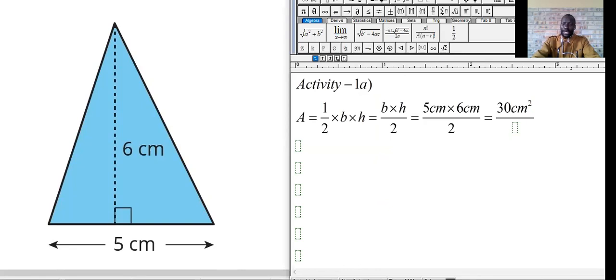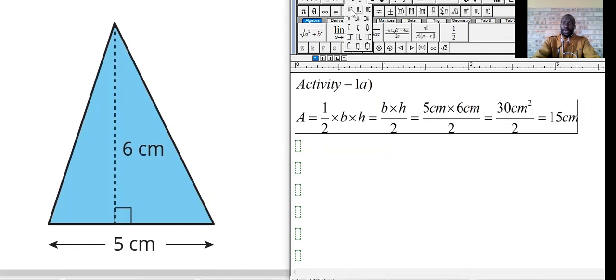Now this is what I was saying. Then divide by 2. Okay, so this 30 centimeters squared is going to be divided by 2, and notice that we get 15 what? 15 centimeters squared. All right, so that's the unit of area. Area is always a squared unit.